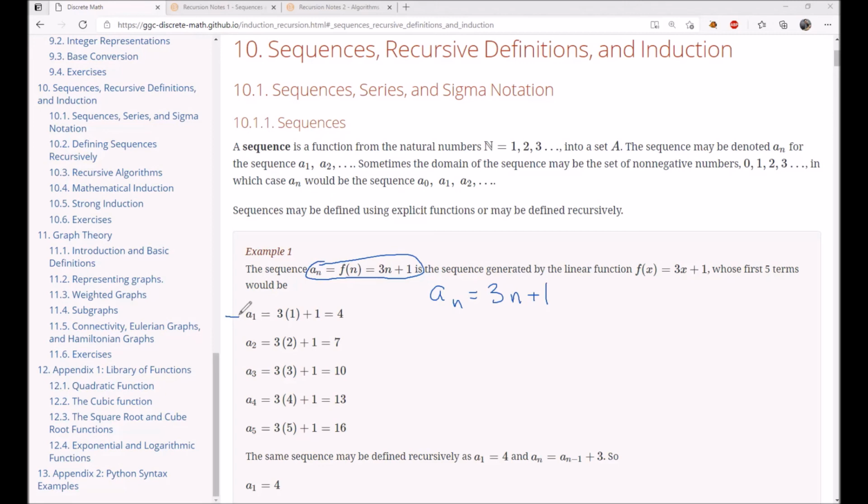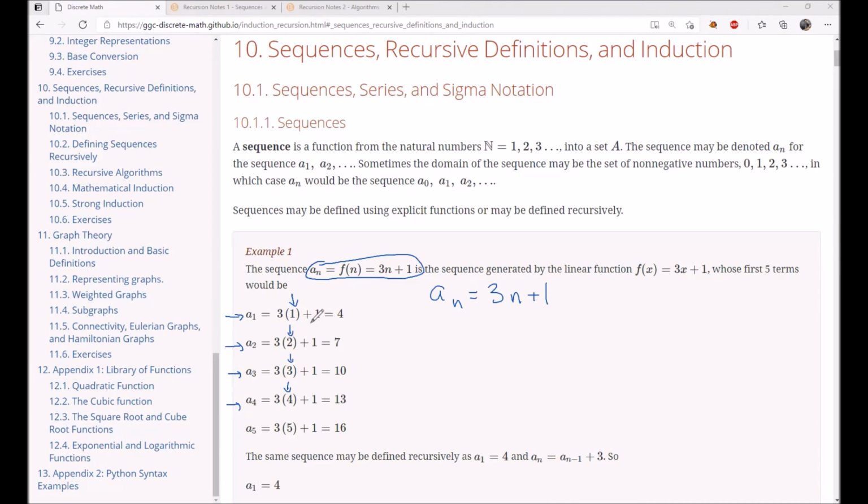So for the first term, a1, you plug a 1 in for n. For the second term, you plug a 2 in for n. For the third term, the a3 term, the a4 term, and so on and so forth. And then you just do the calculations. So 3 times 1 plus 1 gives you 4. 3 times 2 plus 1 gives you 7, and so on and so forth. So that is what a sequence is.